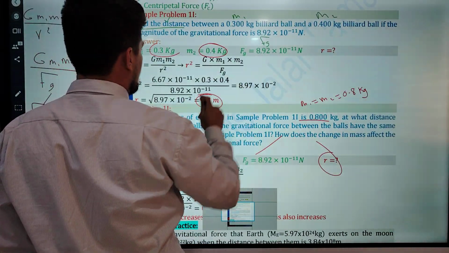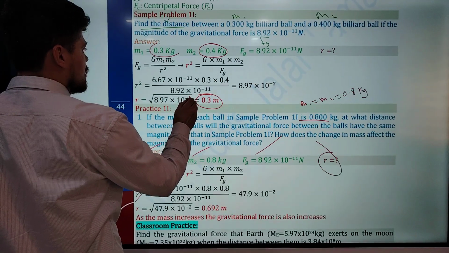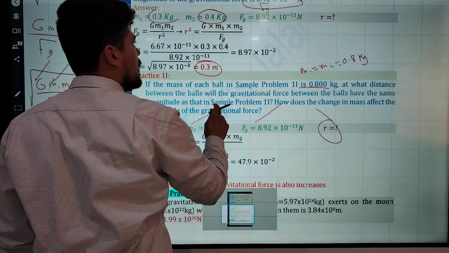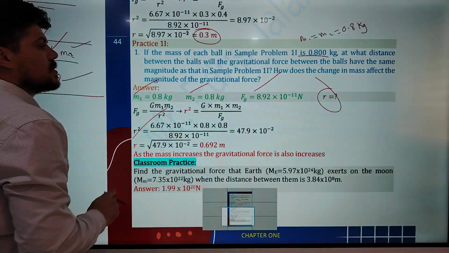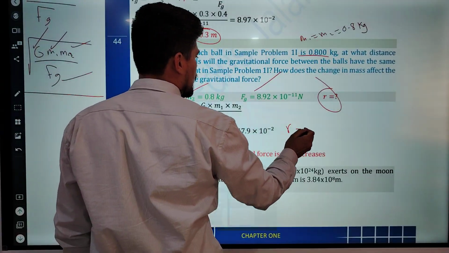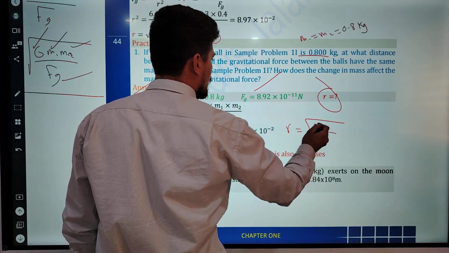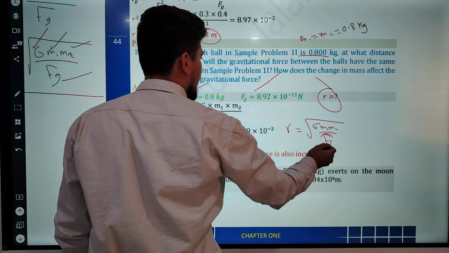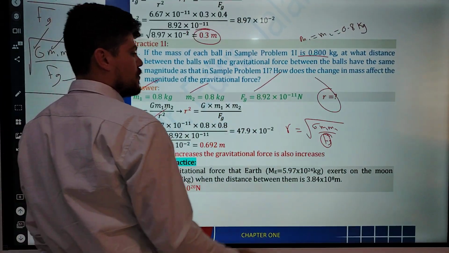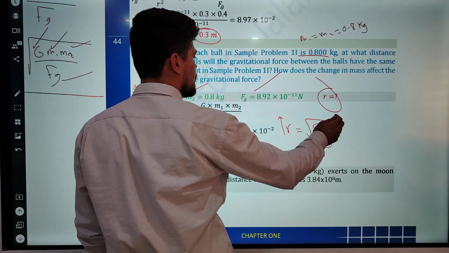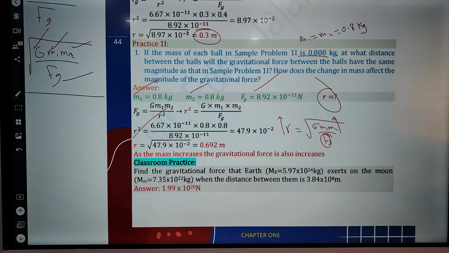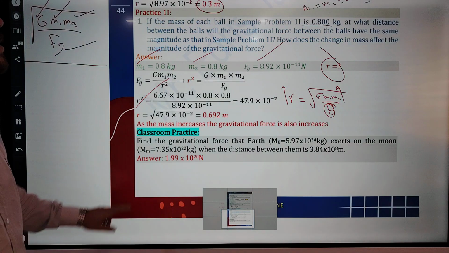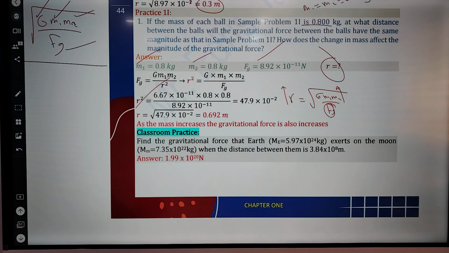The force here is negative. Sorry, the same force, yes. At constant force, R is equal to the square root of G M1 M2 over Fg. At constant force, what is the relation between R and mass? It is directly proportional. Look, R increases from 0.3 to 0.692.